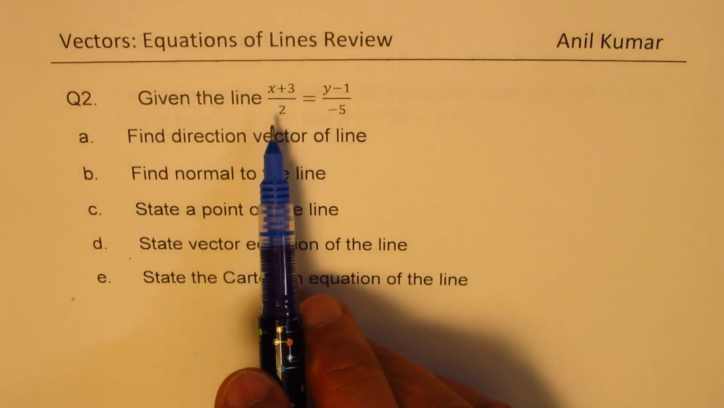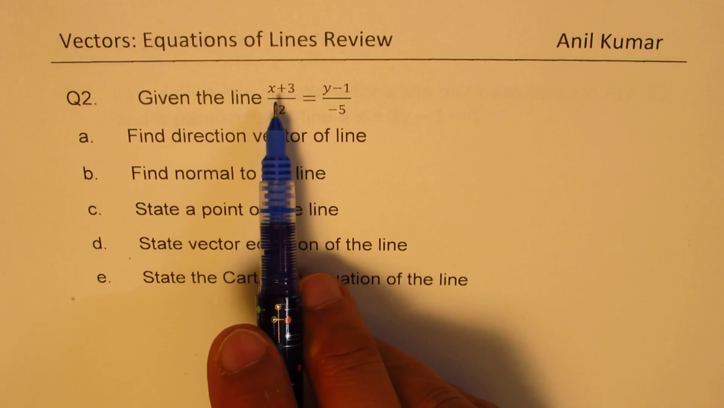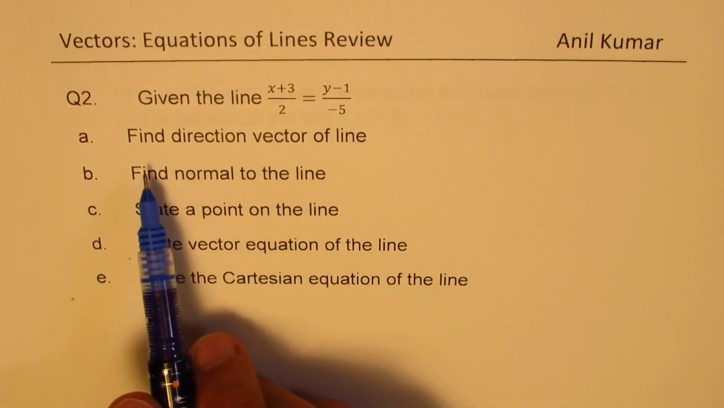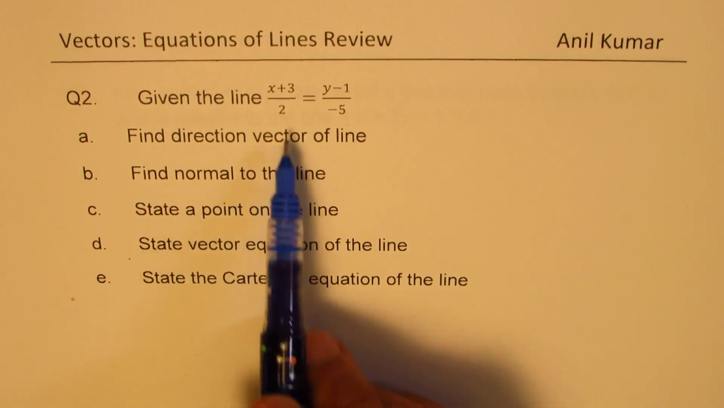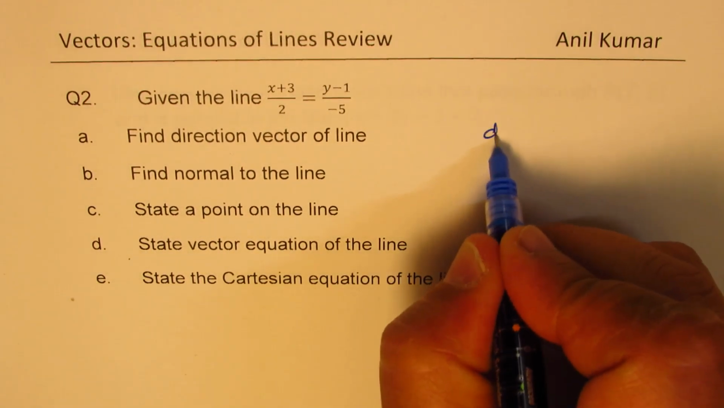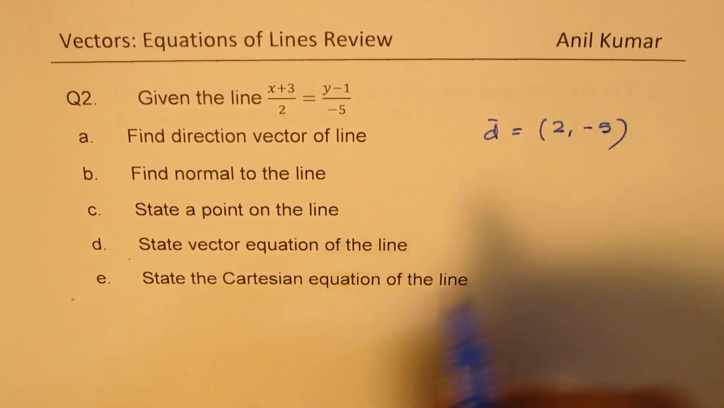Now I'll work with this symmetric equation of a line. Given the line (x plus 3)/2 equals (y minus 1)/(minus 5), find the direction vector of the line. So clearly the direction vector is (2, minus 5), right? So the direction vector here is (2, minus 5).